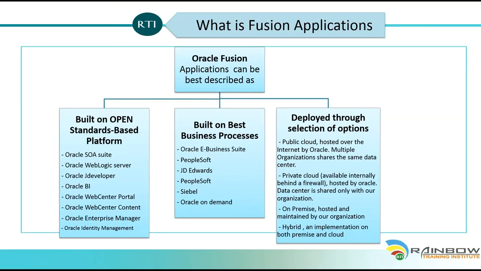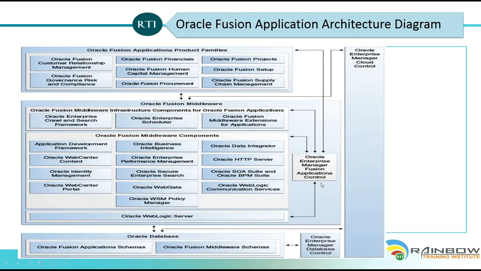If you go to the private cloud, maybe some of the things you might be seeing in the next diagram, whatever I'm showing to you. When you go to on-premise, most of the time you will be interacting with all these components. Okay, this is the architecture diagram. It is just lifted and shifted to our PPT from the Oracle website. Okay, this is the typical Oracle application architecture diagram.